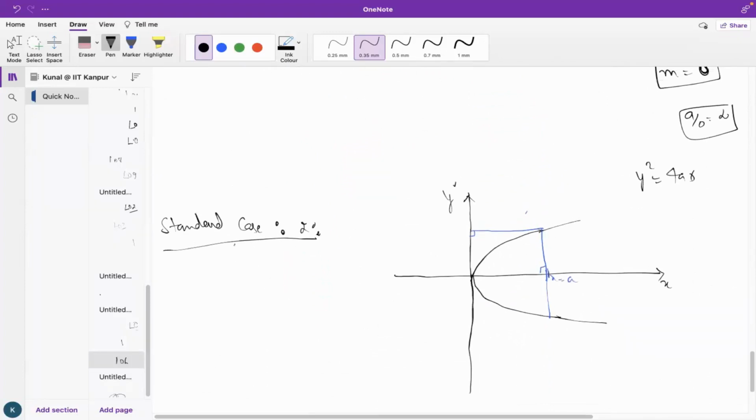So we have y square equal to 4ax. When we put x is equal to a, our y will be 2a. This point is a comma 2a. Similarly, when we solve for x is equal to a, we get minus 2a as well. So this coordinate is a comma minus 2a. Let me draw it here, drawing a perpendicular from here as well. So this coordinate is nothing but 0 comma minus 2a.